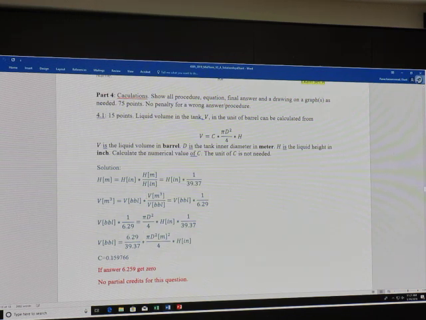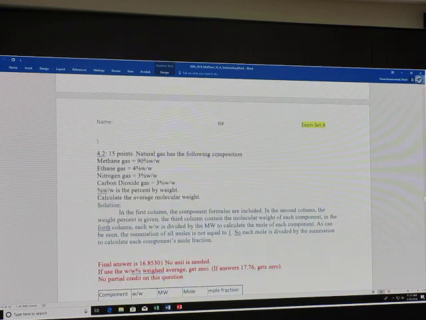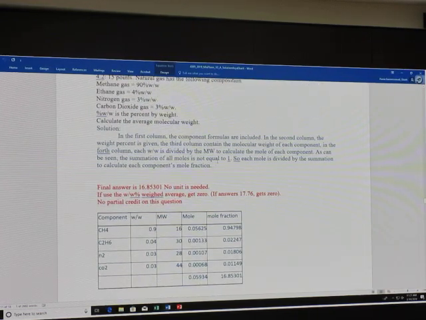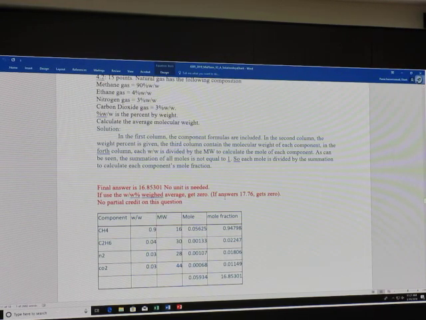Sure. 4.1, the answer has to be that. If it is something else, there's no partial credit. There are two questions, and there's no partial credit. Like the value of C that we asked in the quiz a couple of times, there's no partial credit. Average molecular weight, there's no partial credit. If you don't get that much, you get zero. Okay? If you don't get that much, you get zero.